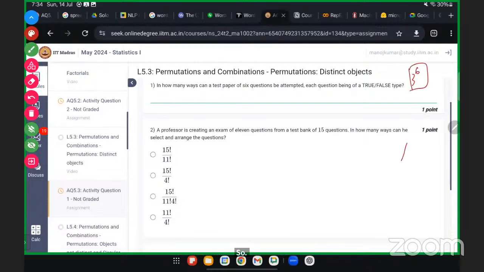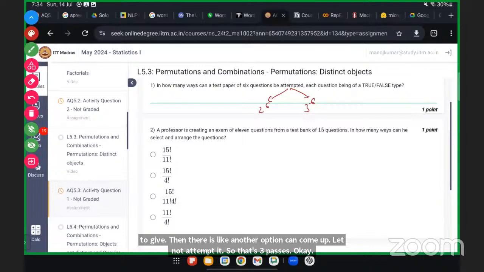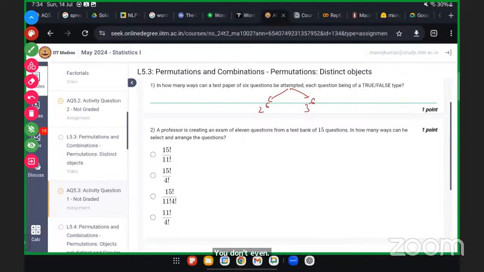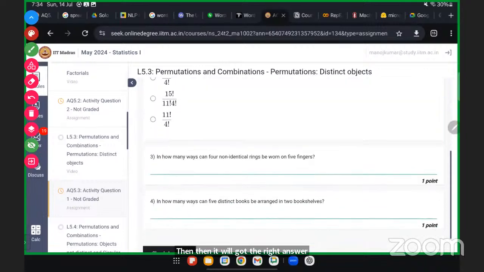So don't worry, the cases are either way. If it is necessary to give the answer, then 2 power 6. If not necessary to give, then another option can come up, not attempted. So that is 3 power 6. Okay, sir, I think I got the right answer. Another question.